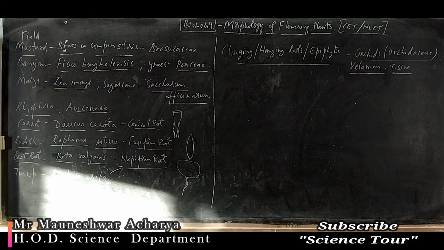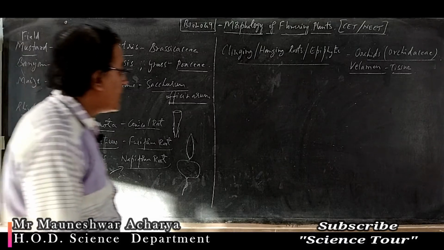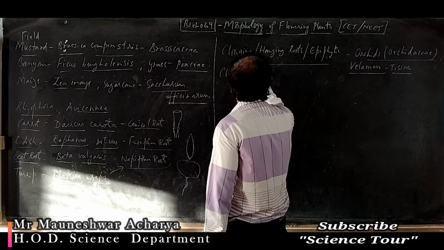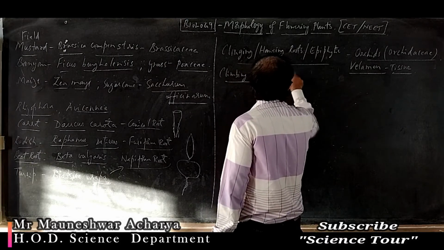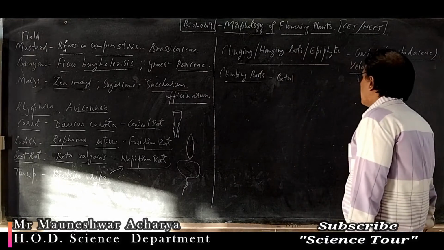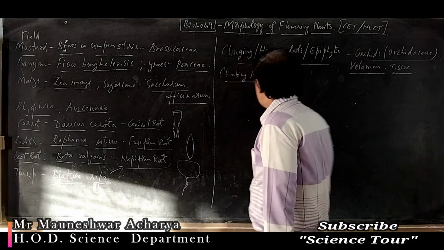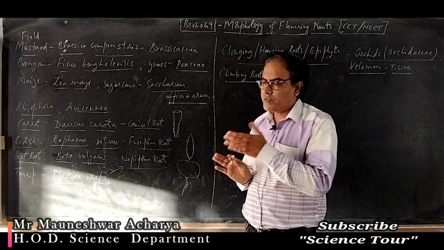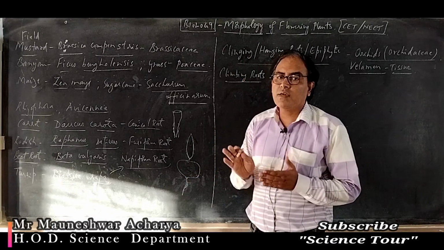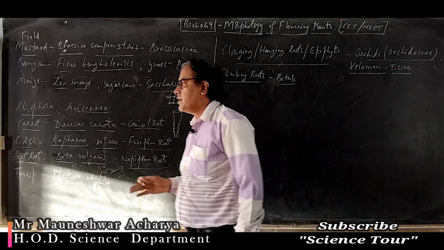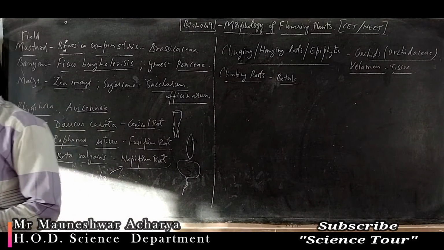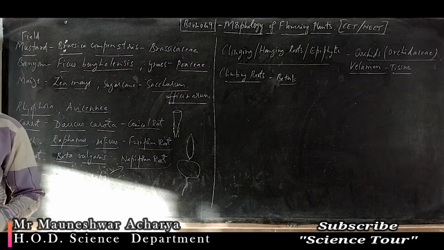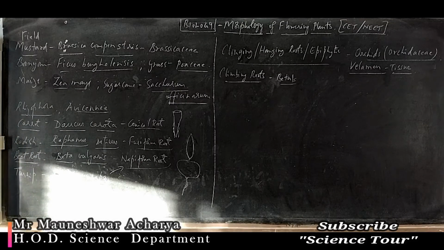Then there are roots called climbing roots in betel. Climbing roots. You might have seen in the betel plant how the stem is weak and it is asking for support. It may be any other woody tree, so it will twine around the stem of another plant. So that is called the climbing roots.